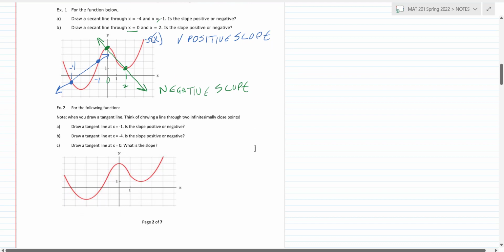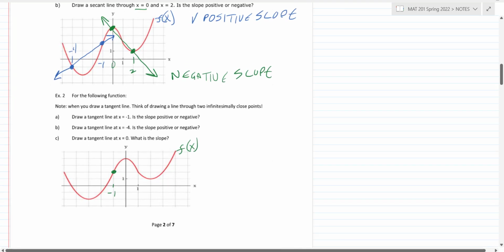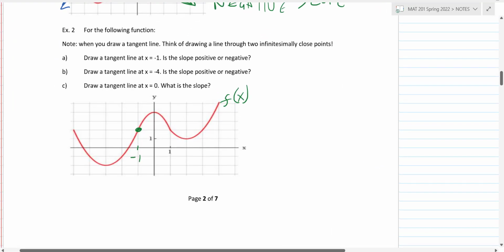Okay, now what we're going to do is do a tangent line. On this one, we have just a given function, a very similar function, f of x. And what we're going to do is draw a tangent line at x equals -1. So we're going to go to where x is -1 and put a dot on there like that. Now I'm going to zoom in on this a little bit so you can see what I'm doing.